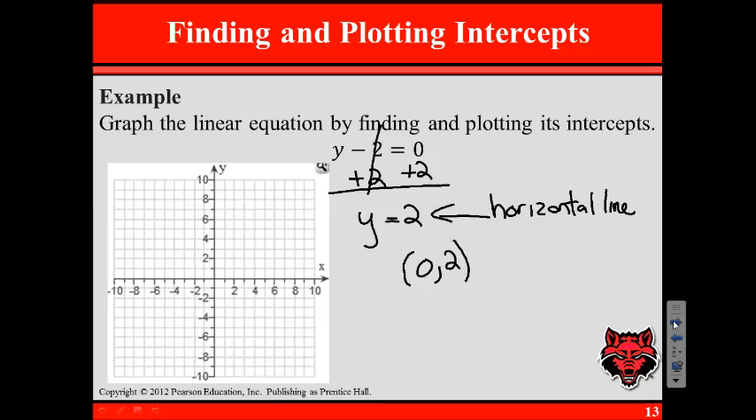So we plot our one y-intercept, 0, 2. And since we have a horizontal line, we can place any point to the left or to the right of the original point. I'll just put a point over here, 5 units to the right. We can place any point as long as that point will give us a horizontal line when we connect the dots.